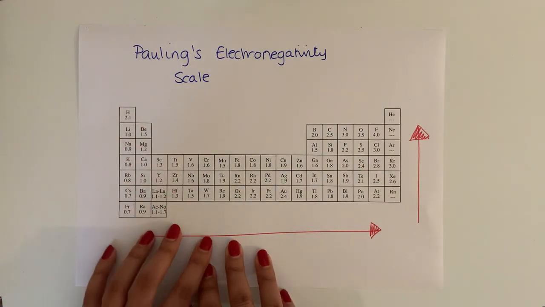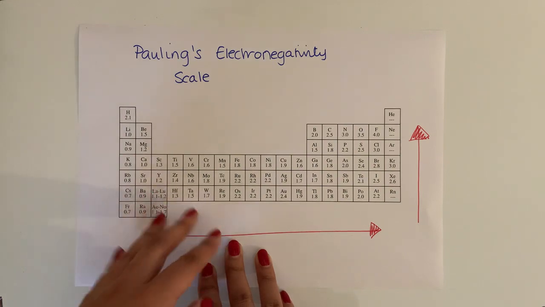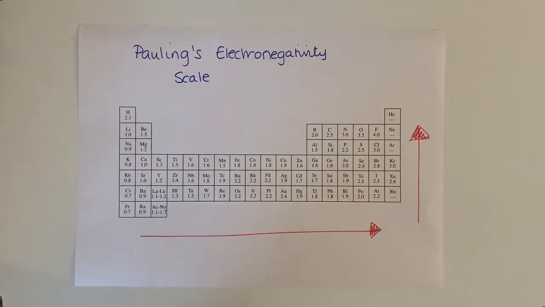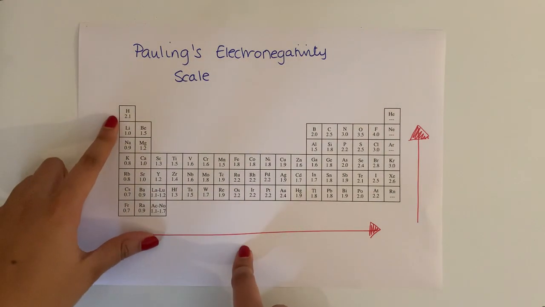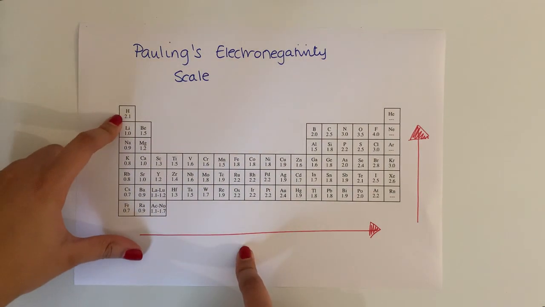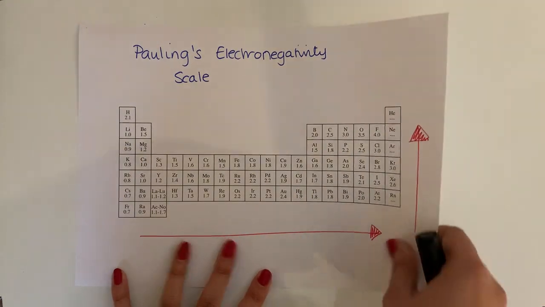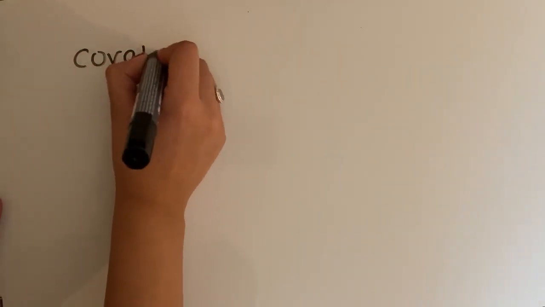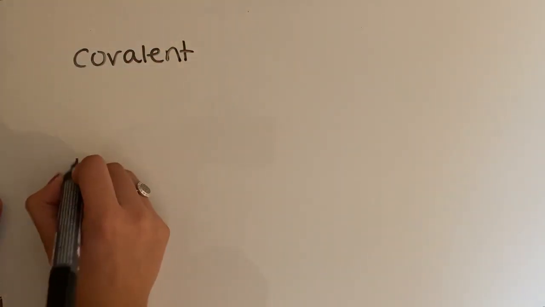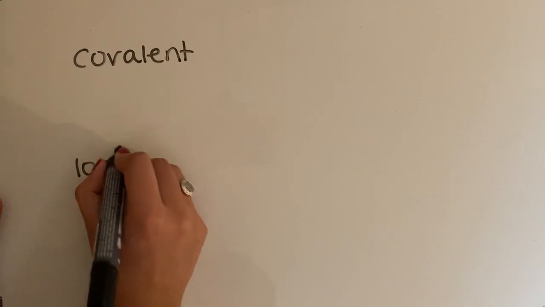Metals don't tend to be electronegative, or they have a very small value on the Pauling's electronegativity scale. Also worth pointing out, hydrogen over here is 2.1. It's not technically a metal. So now that we know that, we can use the Pauling scale to identify what's going to give a covalent bond and what's going to give an ionic bond.